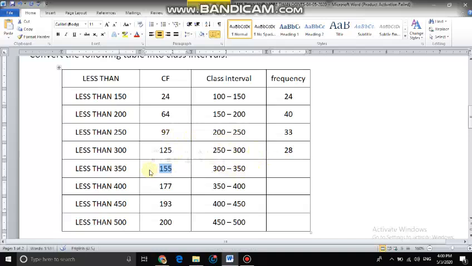Now less than 350 is 155, and less than 300 is 125. So if I want 300 to 350, just do the subtraction: 155 minus 125, which is 30. Then 177 minus 155 is 22. Then 193 minus 177 is, I think, 16 will come. Then 200 minus 193 is 7.